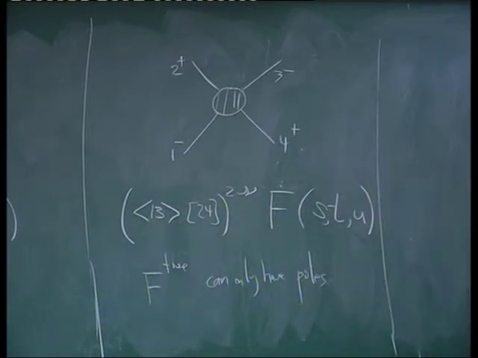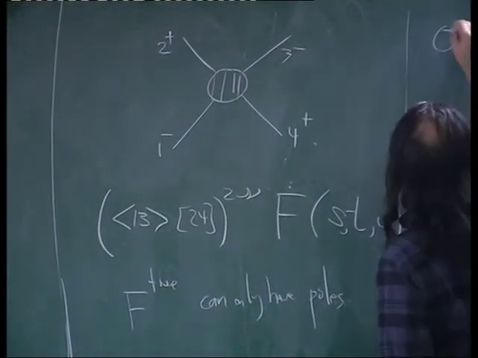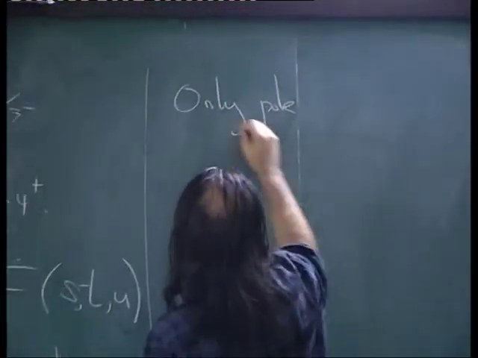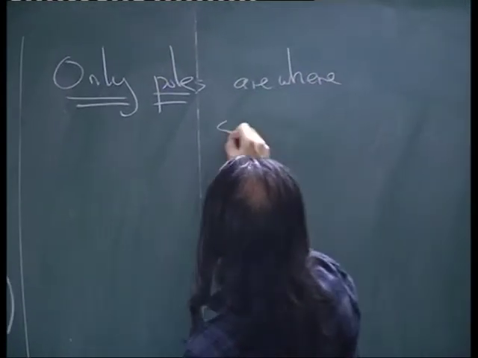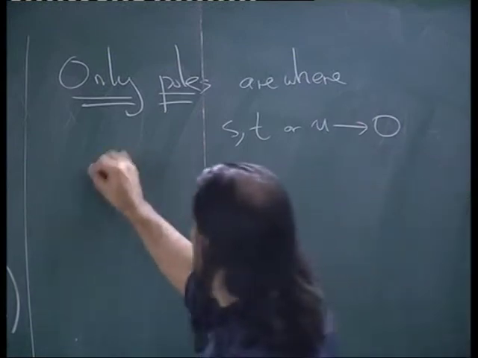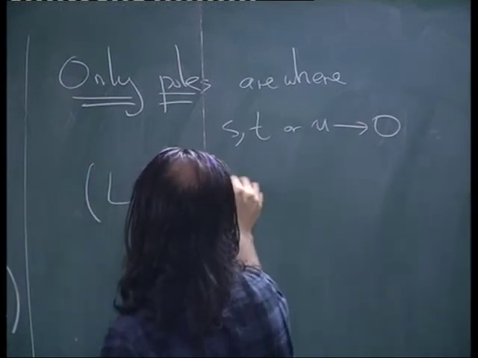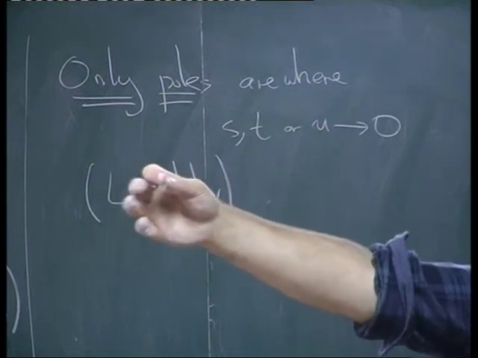then there's a very important restriction, which is physically where both unitarity and locality are imposed on this object. The restriction is that, first of all, the only poles are where S, T, or U go to zero. Okay? This is locality. This is a statement that we should be able to interpret these poles as arising from, in one channel, making a particle that's nearly going on shell in the intermediate state, or the other one.